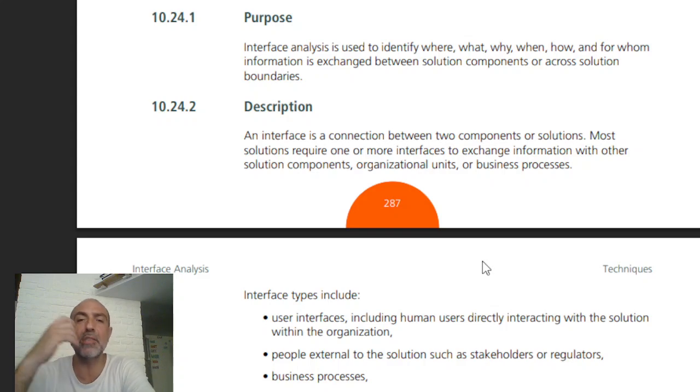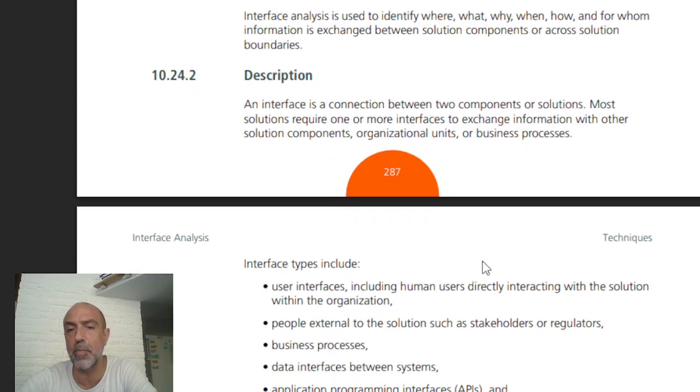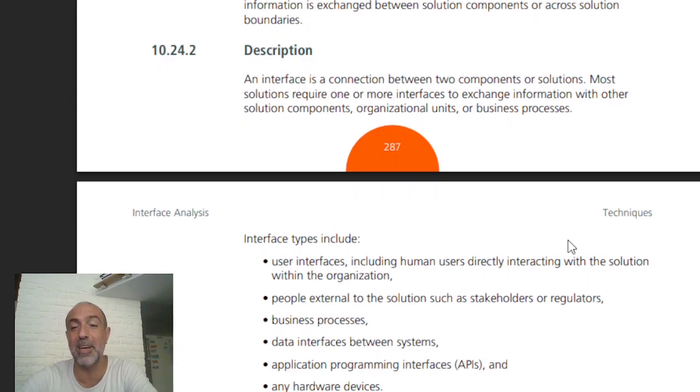And basically like the access points, right? Because a website is the interface between you and the server, between you and the company. Solution components are across solution boundaries. Description: an interface is a connection between two components or solutions. Most API is an interface, by the way. Talking to the servers is an interface.